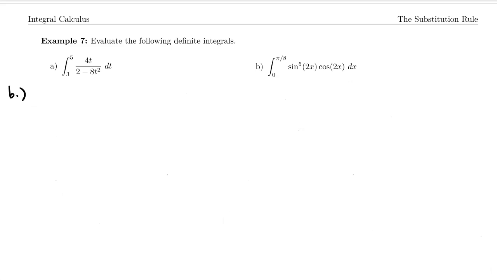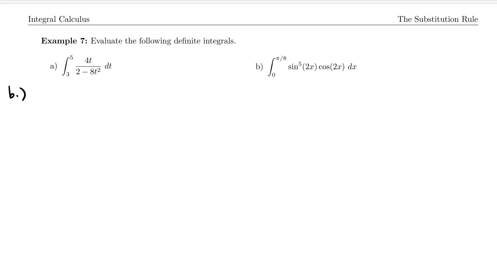All right, so here we have part B, and we want to take the definite integral from 0 to pi over 8 of sine of 2x to the 5th power times cosine of 2x dx. And previously I've said that if you're integrating and you need to use substitution that involves trigonometric functions, it's worth your time to try and make your u value the inside of your trigonometric function.